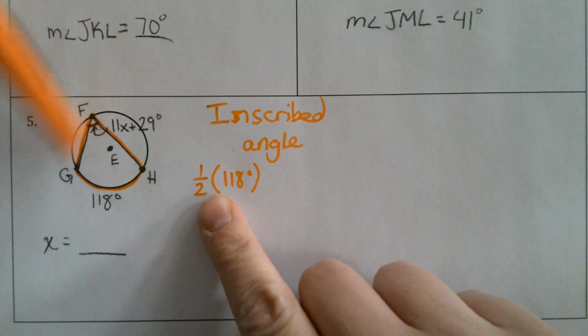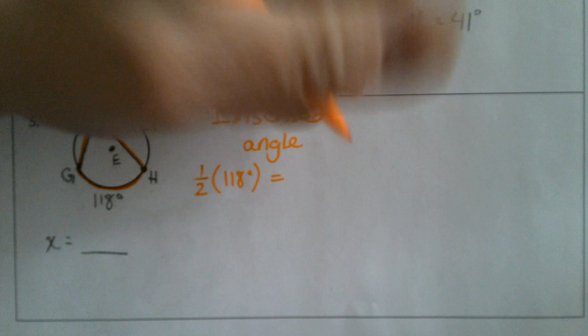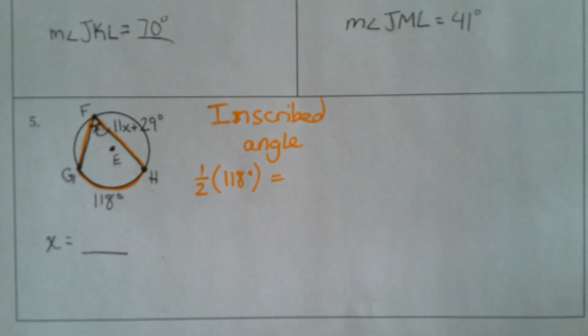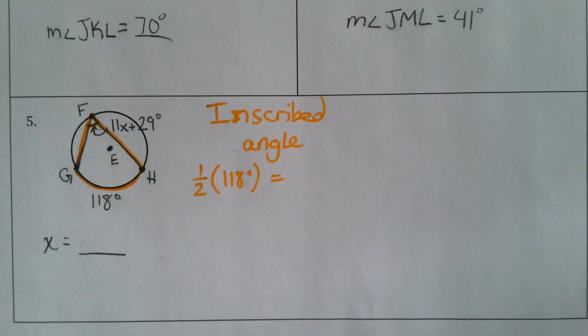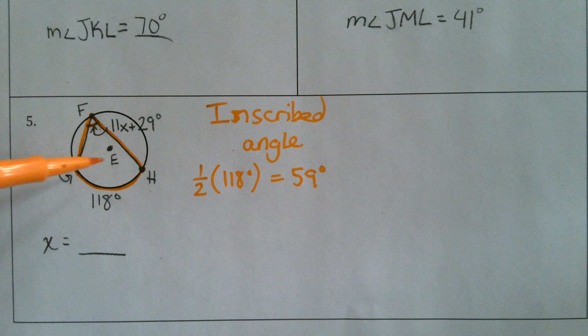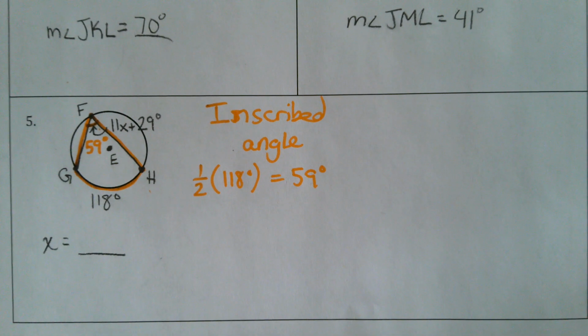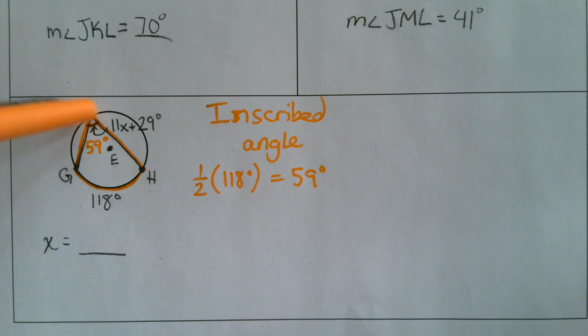So 1/2 of our arc, which is 118. And that will be, I believe it's 59. Yes, it is 59. So we know this angle is 59 degrees. We know that for a fact. And we also know that it is represented by 11x plus 29. Now, most problems would be done, but again, the goal is to get x, not the angle itself.